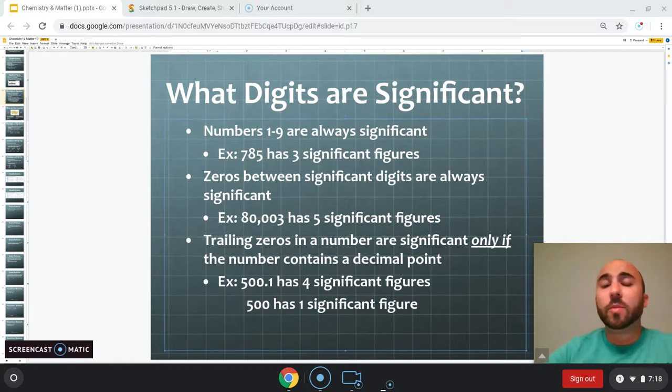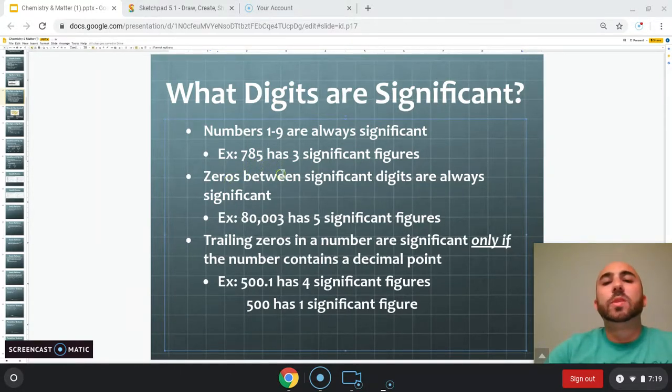So if you remember from our previous lesson, the numbers 1 through 9 are always significant. I always consider them significant figures and I always count them. So the numbers 1, 2, 3, 4, 5, 6, 7, 8, and 9 always count. They're always significant. If I see an example like 785, I know that it has 3 significant figures because the 7, the 8, and the 5 all count, and I consider them all significant. So there's 1, 2, 3 significant figures.